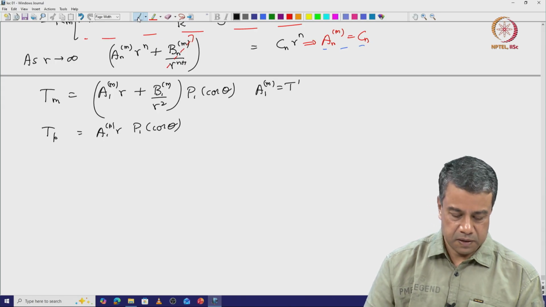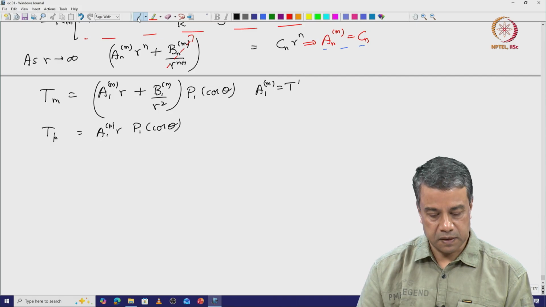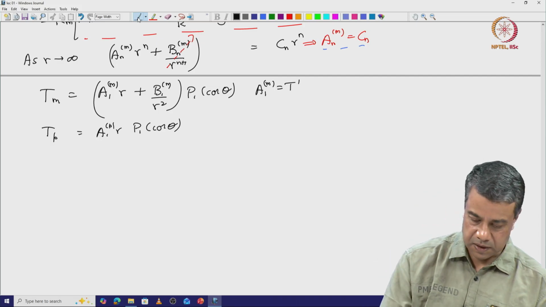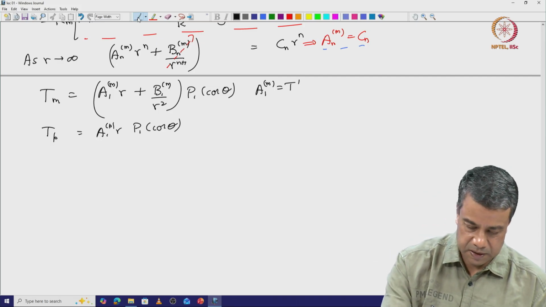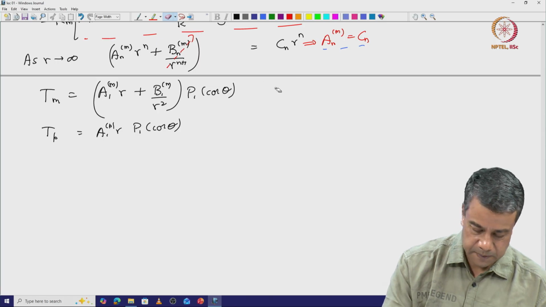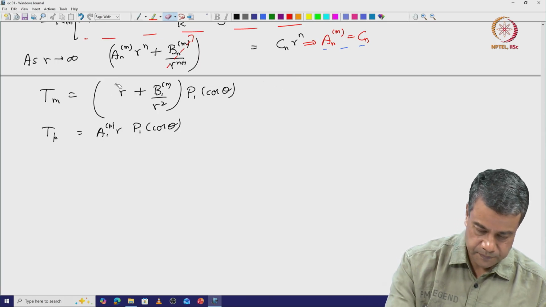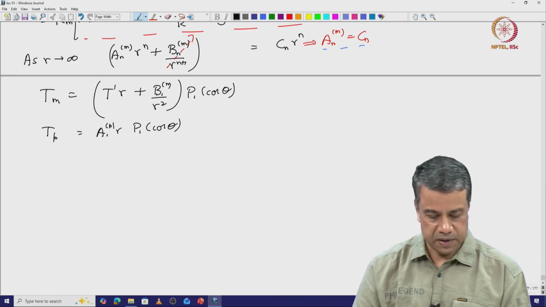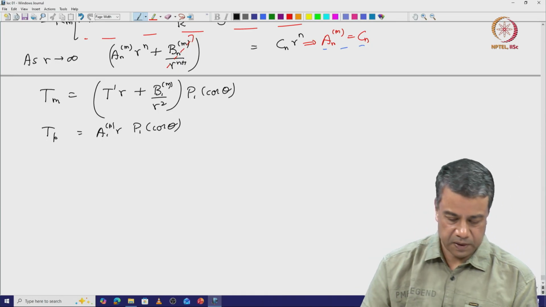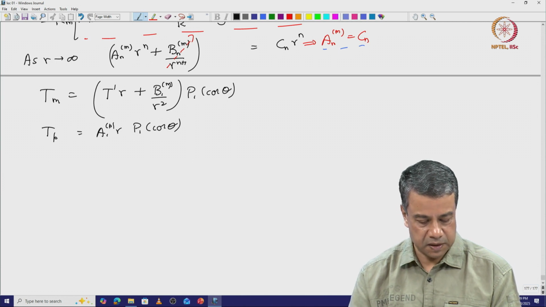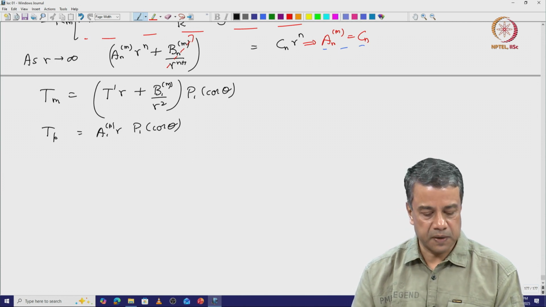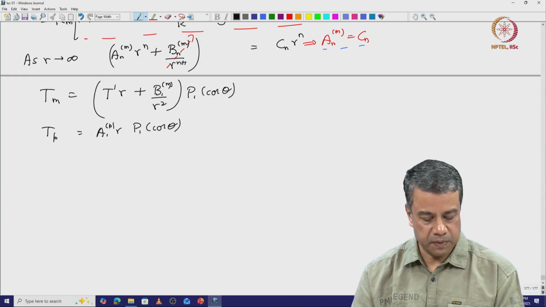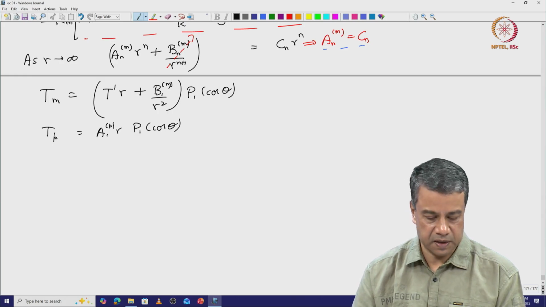Okay, fine. So, now we have to use these conditions. Okay. So, since A1m is T prime, I can just substitute here. Okay. T prime r plus B1 m by r square P1 of cos theta, and temperature in the particle is A1 particle r times P1 of cos theta.